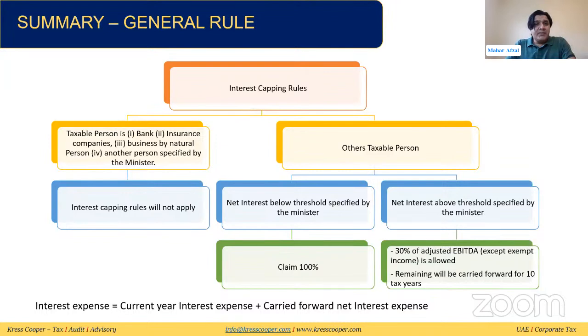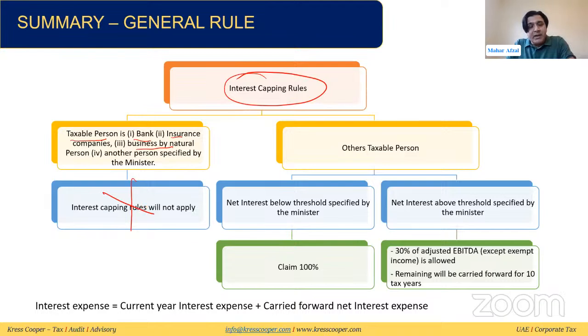So I'm just summarizing basically general rules first of all, then we'll summarize the specific rules. These are the general rules, interest capping rules. First of all, is the taxable person exempt or not? This is the first question we need to ask for the general rules. If these taxable persons are exempt, we have already discussed: banks, insurance companies, business, a natural person who is conducting the business, or any other person specified by the minister. These are the exempt persons. So interest capping rules will not be applicable to these persons.